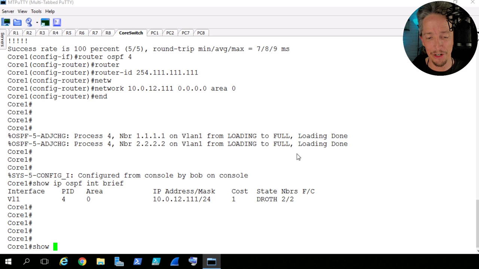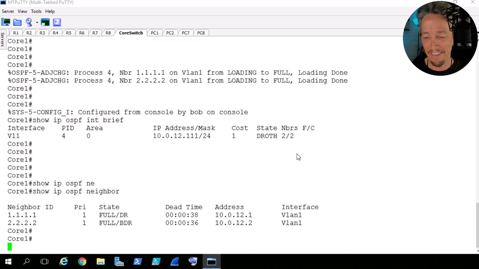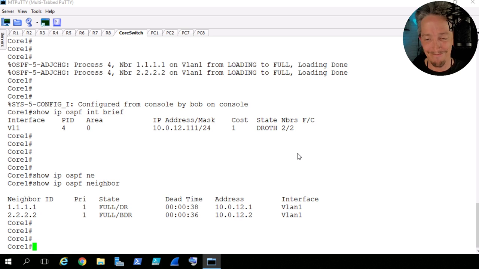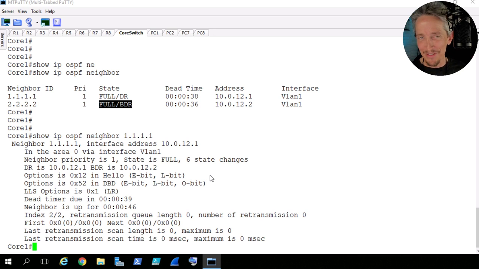And we can verify our neighborships with show ip ospf neighbor. It shows the router IDs of our neighbors, and we are in a full adjacency with the DR, who's R1, and a full adjacency with the BDR, who's R2. If you want to look at the details, you can put in the neighbor ID, the router ID, and it'll give you more information than you ever wanted to know about that neighbor. This shows the priority of the neighbor, the current state, and what else might be interesting. It's a little more than needed, but it shows area zero with that neighbor and the interface we're using to reach it. Great.